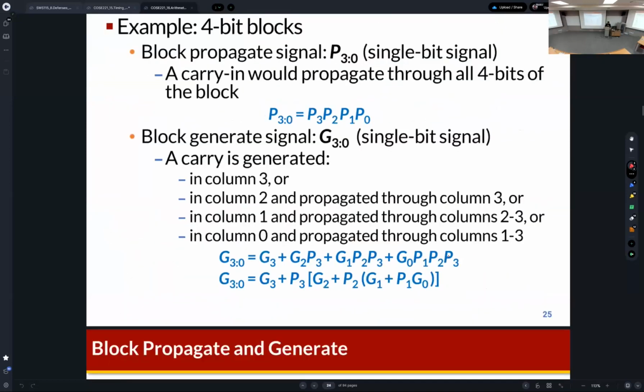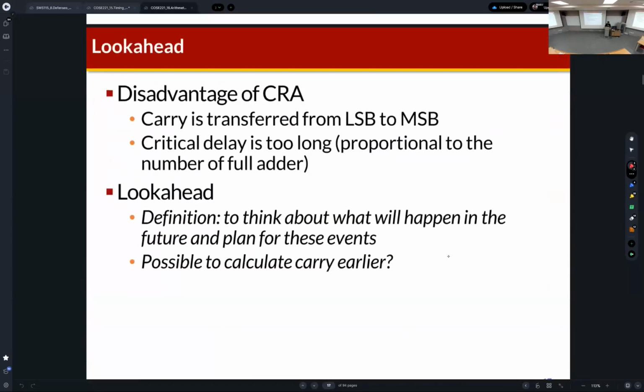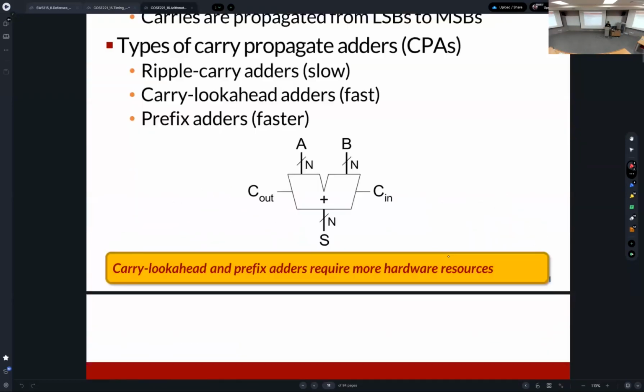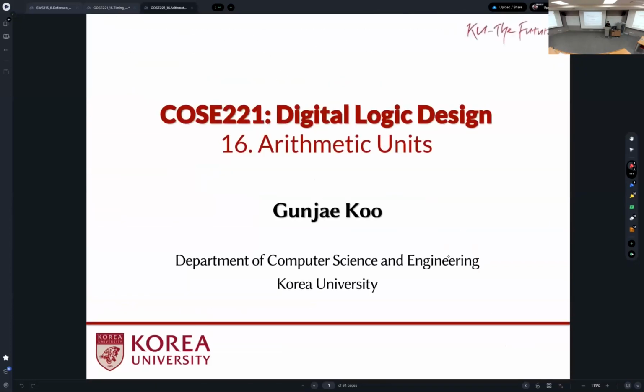Okay, so let's move on to another topic. This is chapter 5. Now I will cover some different topics in this logic system. So this is the arithmetic units.